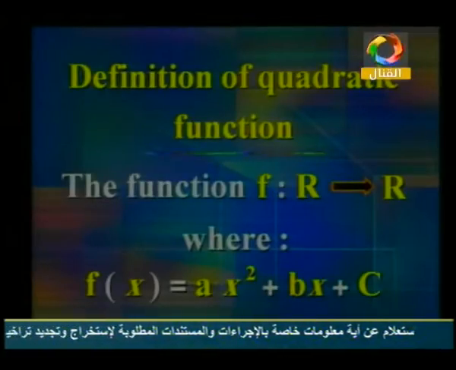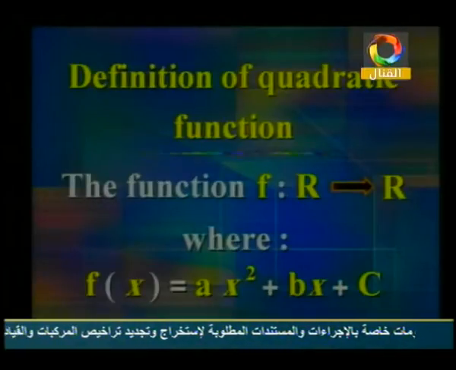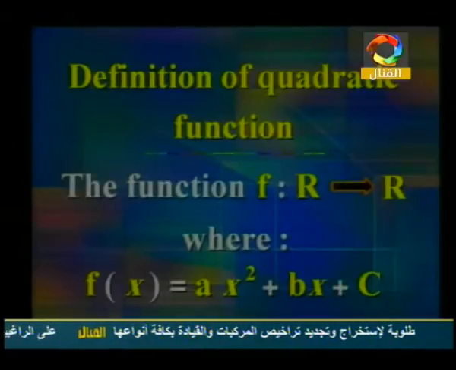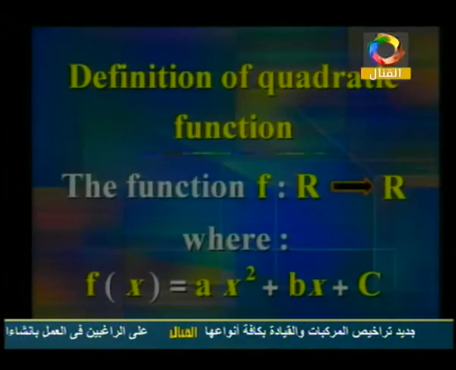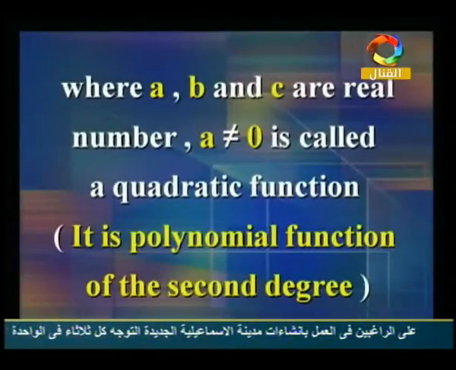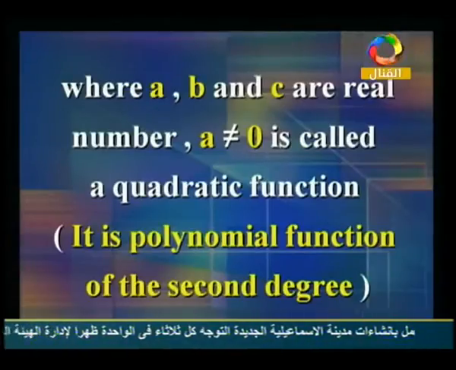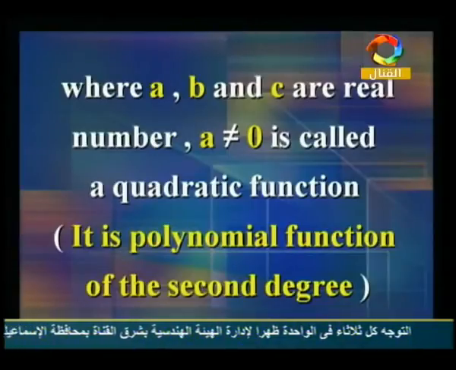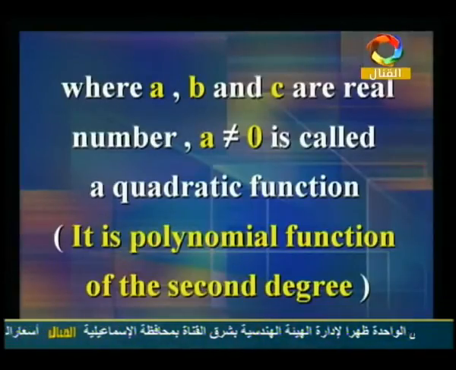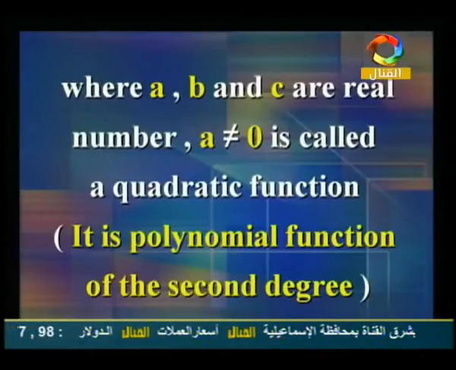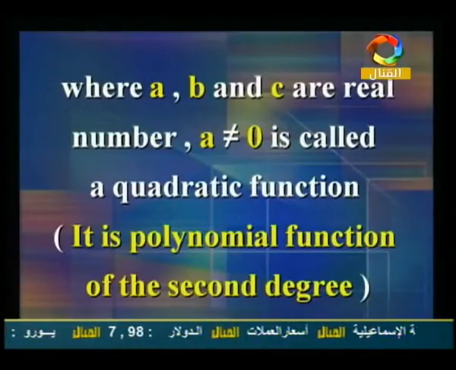a is the coefficient of x power 2, b is the coefficient of x, c is the absolute term, where a, b, and c are real numbers, a not equal to 0, is called a quadratic function. It is a polynomial function of the second degree.